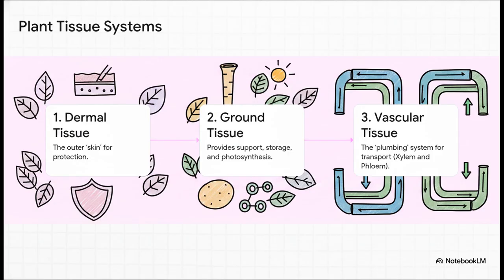These permanent tissues are basically organized into 3 main systems. First, you've got the dermal tissue, which acts as the plant's outer skin. Then there's the ground tissue, which makes up most of the plant and does everything from support and storage to photosynthesis. And finally, you have the super important vascular tissue, the plant's plumbing system, with specialized pipes called xylem to carry water up and phloem to move food around.